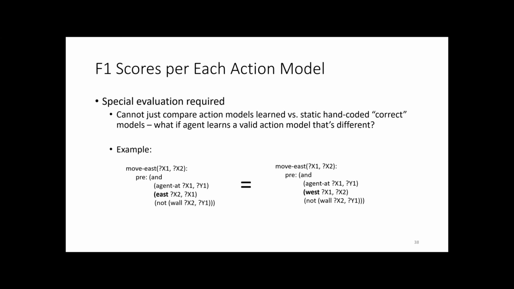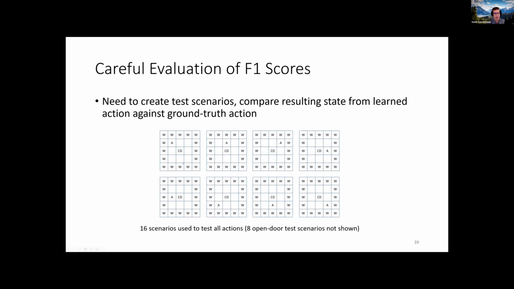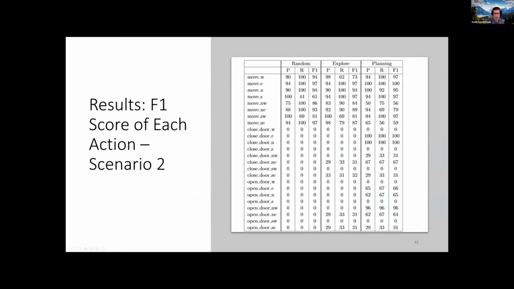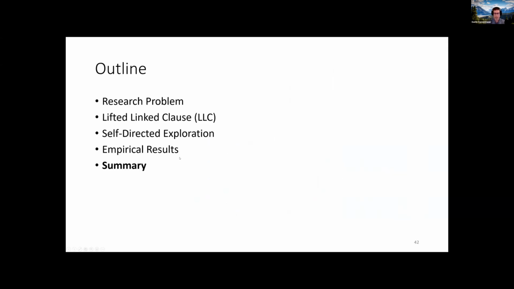So we did a careful evaluation. Instead of just comparing rules directly, we constructed these test states, and we basically tried perfect action models that are hand constructed by a user in all of these, and basically tracked if the action could be taken or couldn't be taken. And then we did the same thing for the learned models, and we used this to construct F1 scores. And so what we see here is that Explore Local was able to learn a better action model, more of an action model than random, and planning was able to learn even better. But even in the 4,000 actions, it didn't learn everything.